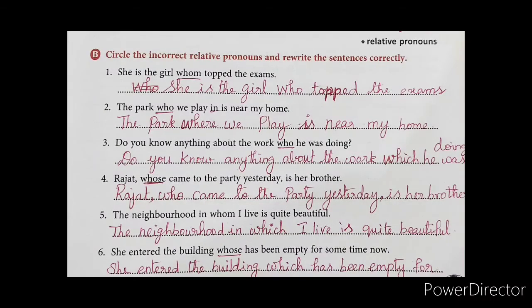So look at the third one. Do you know anything about the work who he was doing? So we have to change the relative pronoun who into some other word. So look at the answer here. Do you know anything about the work which he was doing? Which he was doing. So that is the correct relative pronoun, children.